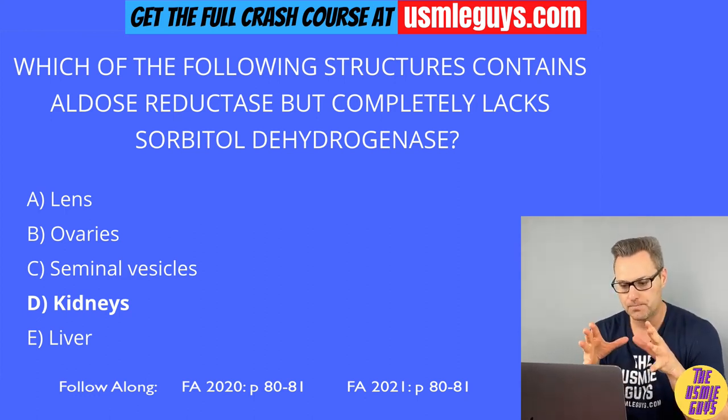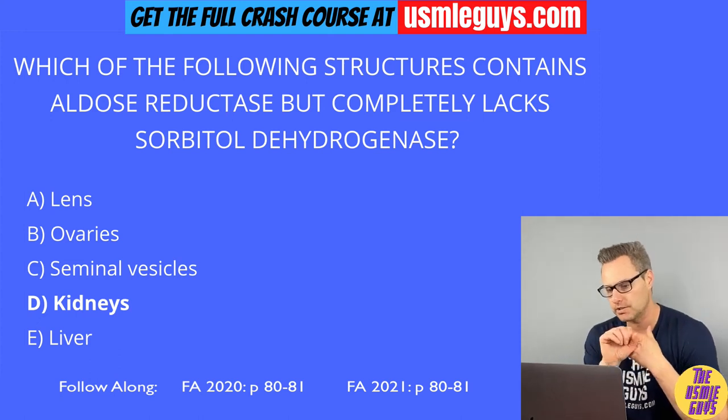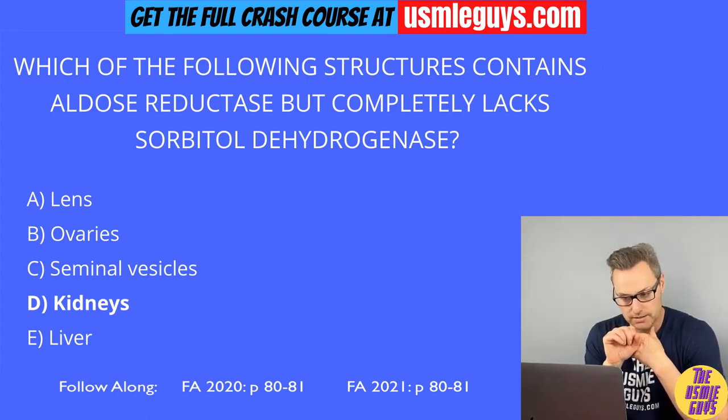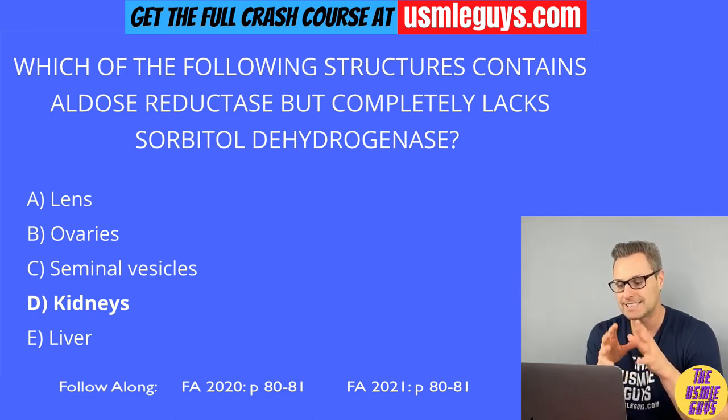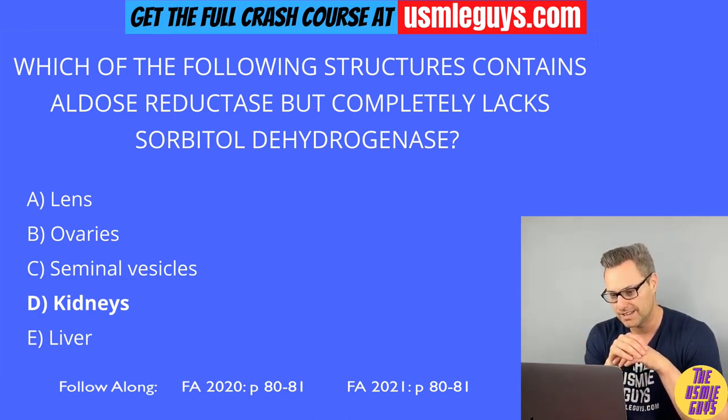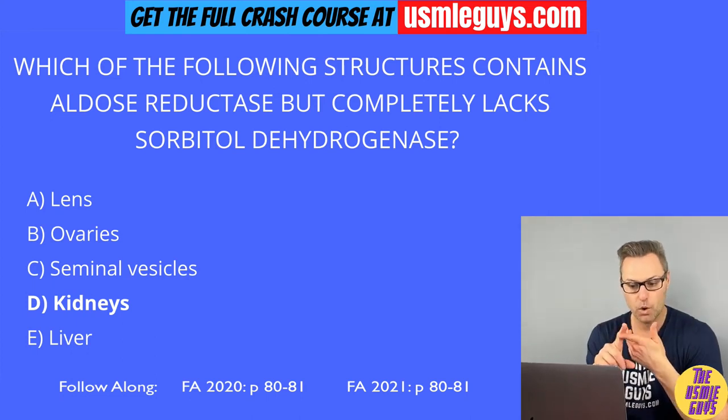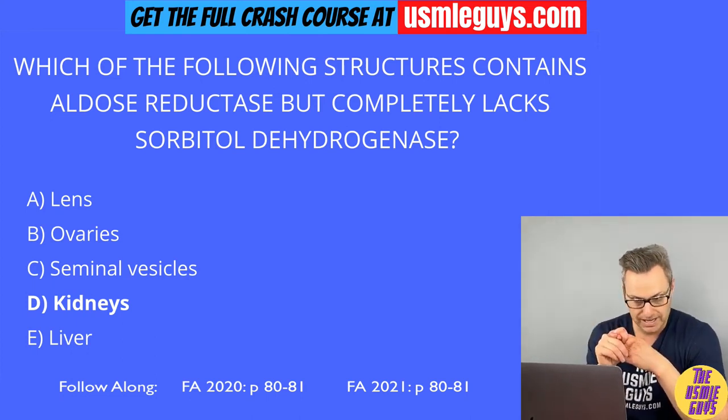Okay, and don't forget that the retina, the kidneys, and the Schwann cells have aldose reductase, but they lack sorbitol dehydrogenase, while the lens has primarily aldose reductase. Now, some structures like the liver, the ovaries, and the seminal vesicles have both of these enzymes.